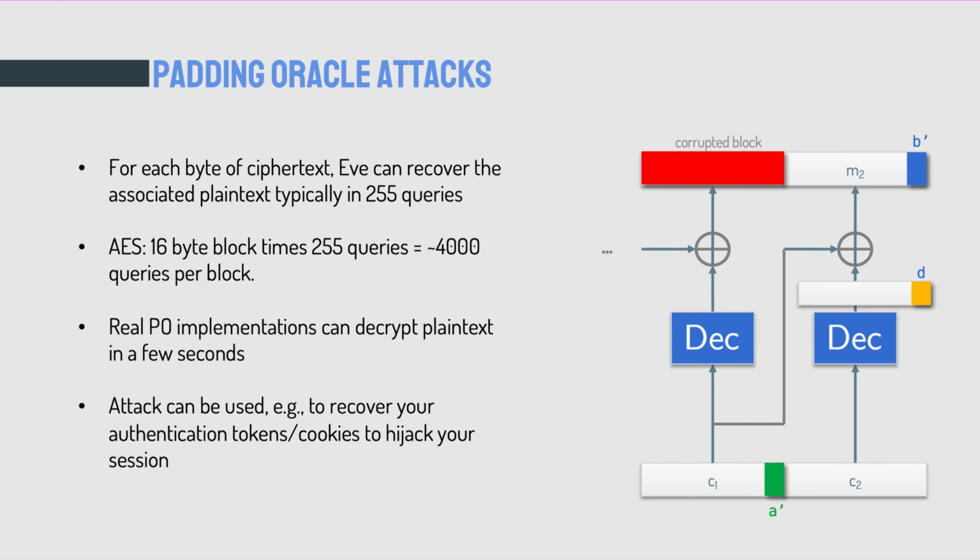So Eve is going to be able to figure out a plaintext byte in approximately 255 queries. So in a 16-byte AES block, Eve is going to have to make on the order of about 4,000 decryption queries. 4,000 queries is actually less than it might seem, and real implementations of this attack can recover an entire plaintext block in a few seconds.